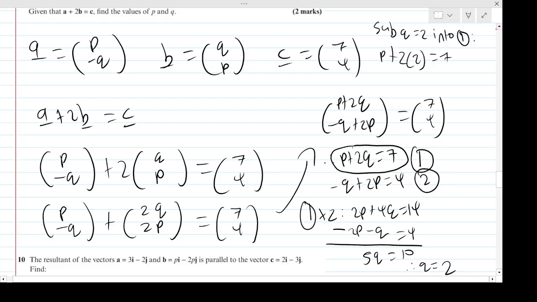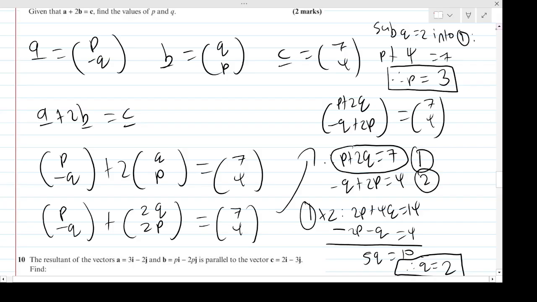And so therefore p add 4, which is what that simplifies to, p add 4 equals 7. Therefore p is going to equal 3. And there we are. Those are my values for q and p. Okay, cool. There we are. And so again, got simultaneous equations here.